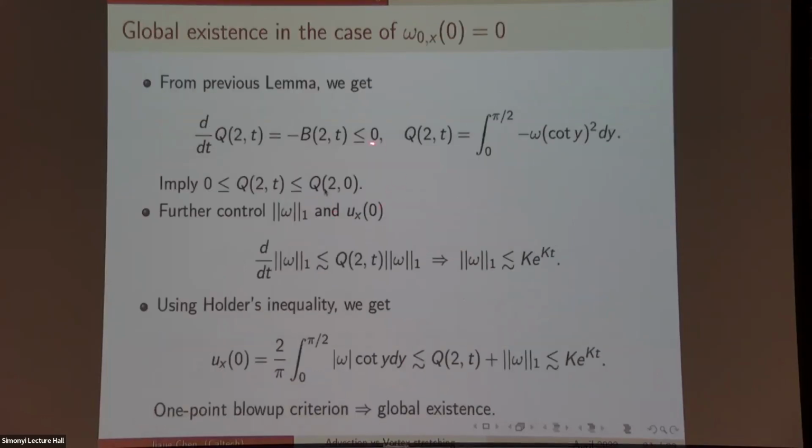Now, based on this estimate, this quadratic form is negative. We have the monotone decreasing of this function Q, so now this function Q is a priori bounded. Because it's a priori bounded, we can use this one to control the L1 evolution. This argument is similar to the one I mentioned, that the gradient of velocity at the origin controls the L1 evolution. It's for the same reason. Now, using Holder's inequality, we can further control this one point by interpolating Q beta and L1 norm. So thanks to our one-point blowup criterion, now we can obtain global existence.